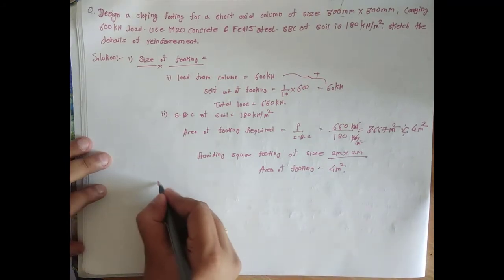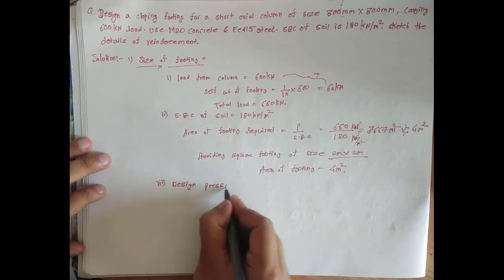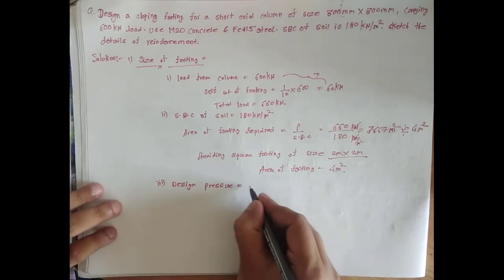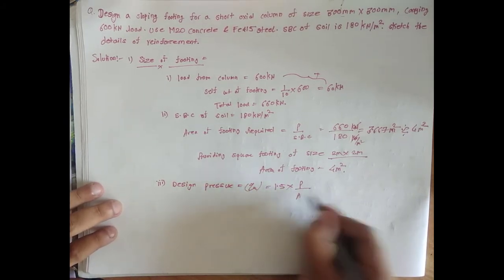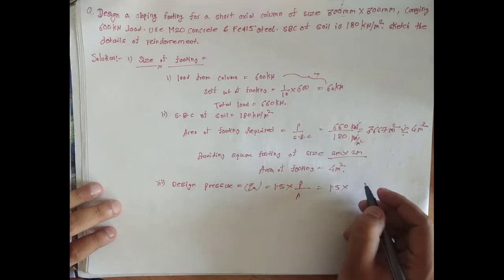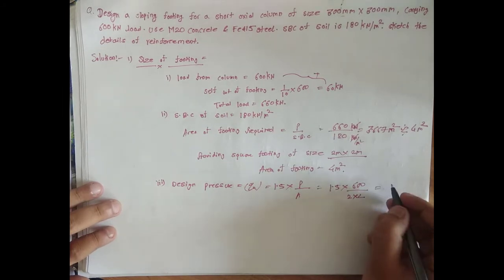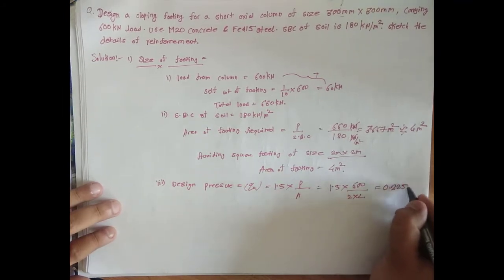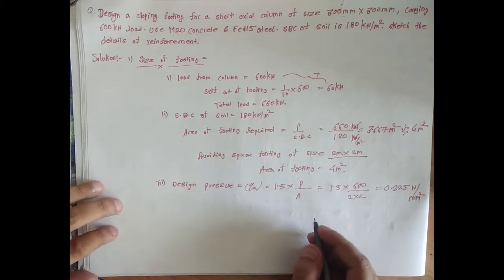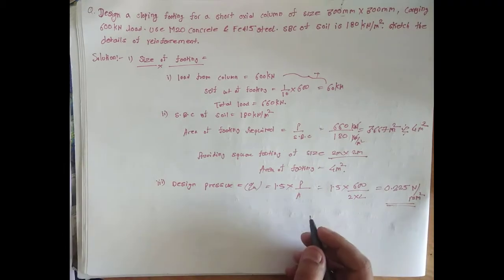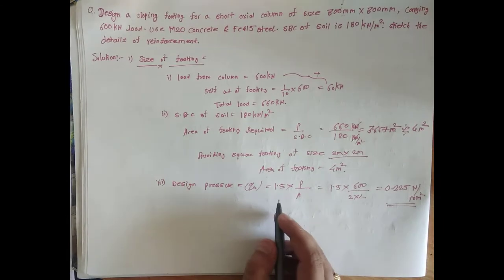Then third, design pressure equals 1.5 into P by A. So 1.5 into the given load 600 divided by area. It comes out to be 0.225. Note down the unit, Newton per mm square. In this way we have calculated the size of the footing, area and load required.